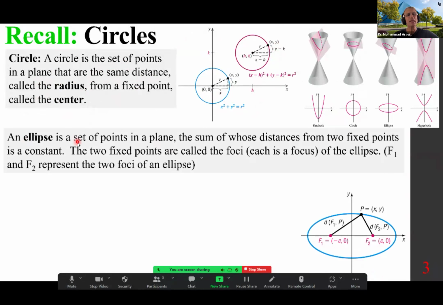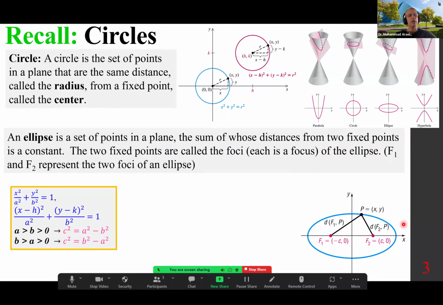An ellipse is a set of points in a plane, the sum of whose distances from two fixed points is a constant. The two fixed points are called the foci. Each is a focus of the ellipse. F1 and F2 represent the two foci of an ellipse. And the distance PF1 plus PF2 is fixed, and it's equal to 2a.